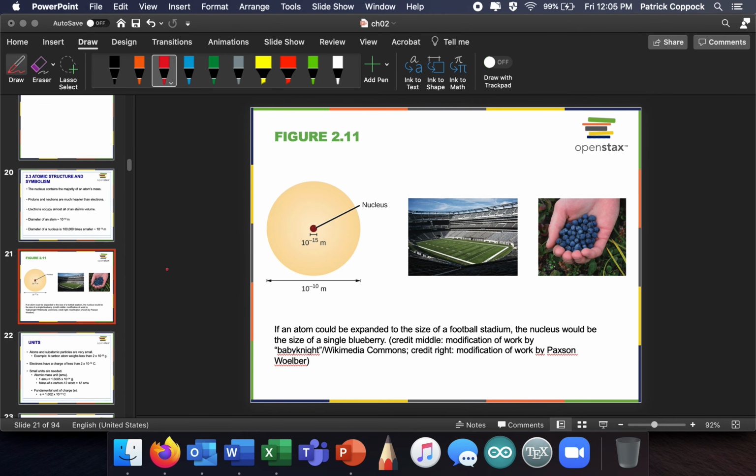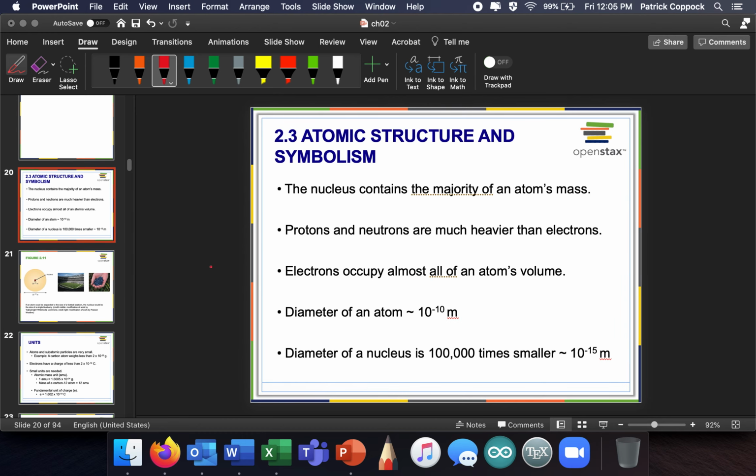First of all, an atom, well, let's go back to these questions here. The proton contains the majority of the atom's mass, right? We'll say why in just a second. Protons and neutrons are much heavier than electrons, which we said before. Electrons occupy almost all of an atom's volume. Say more about that in a second. The diameter of an atom is about 1 angstrom.